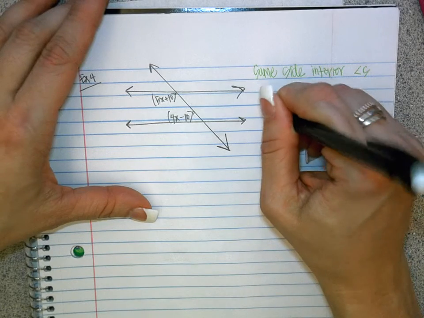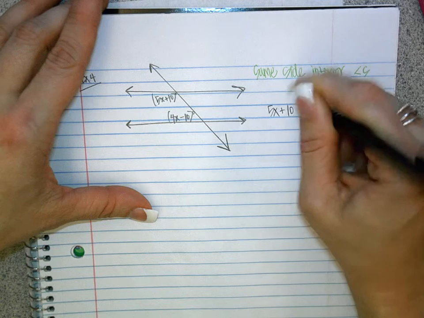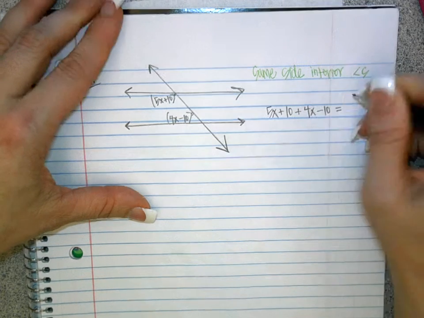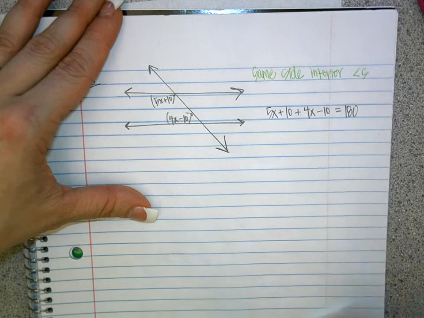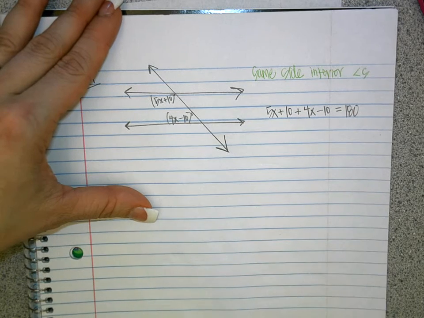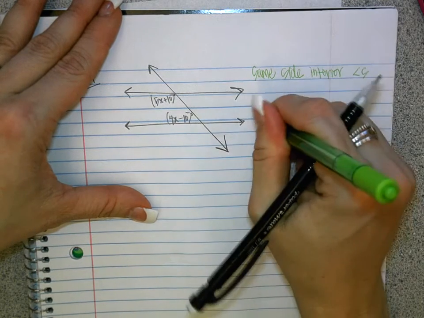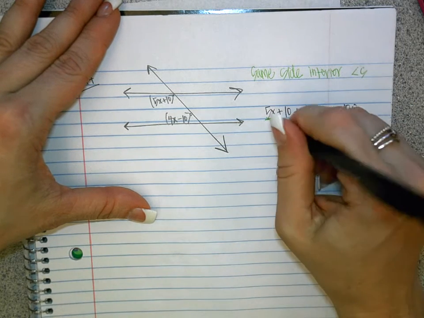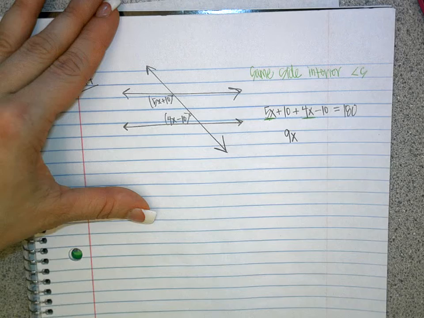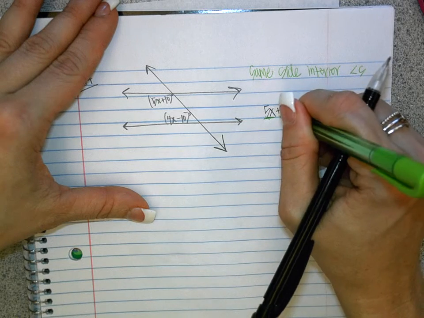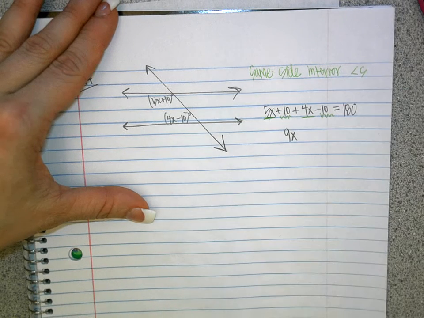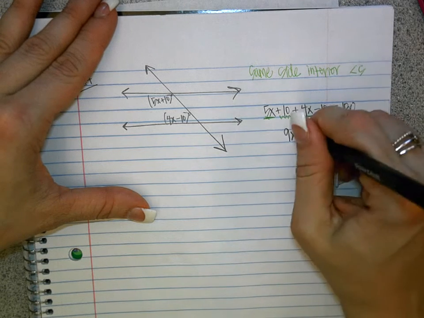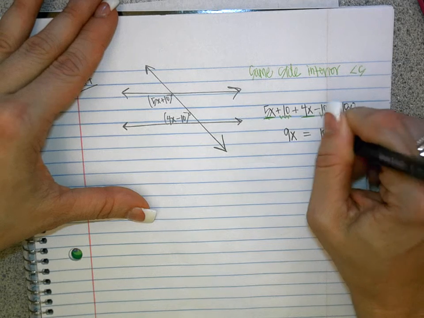So 5x plus 10 plus 4x minus 10 is equal to 180 degrees. So we're going to start by combining your like terms. So add together your 5x and your 4x. 5x plus 4x gives you what? 9x. Then if you add together positive 10 and negative 10, what does that leave us with? 0. You don't have to write a plus 0. It's just 9x equals 180.